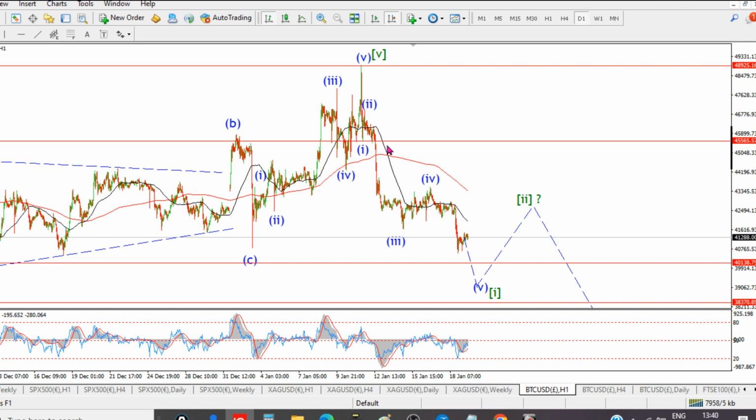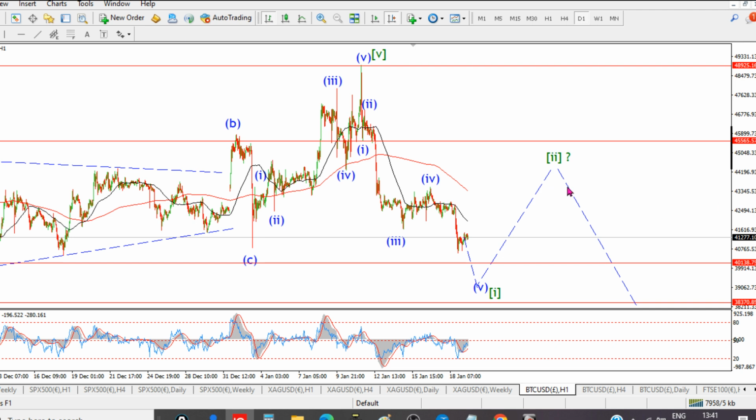It looks like we're within wave 5 of 1 now. So we've got wave 1, 2, 3, and 4. Maybe one last punch in wave 5 of 1 to break 40,000, and then we'd look for a correction higher in wave 2, probably back towards 44 or 43, something like that, over the next few weeks in 3 waves. So that is over the next probably week and a half maybe.